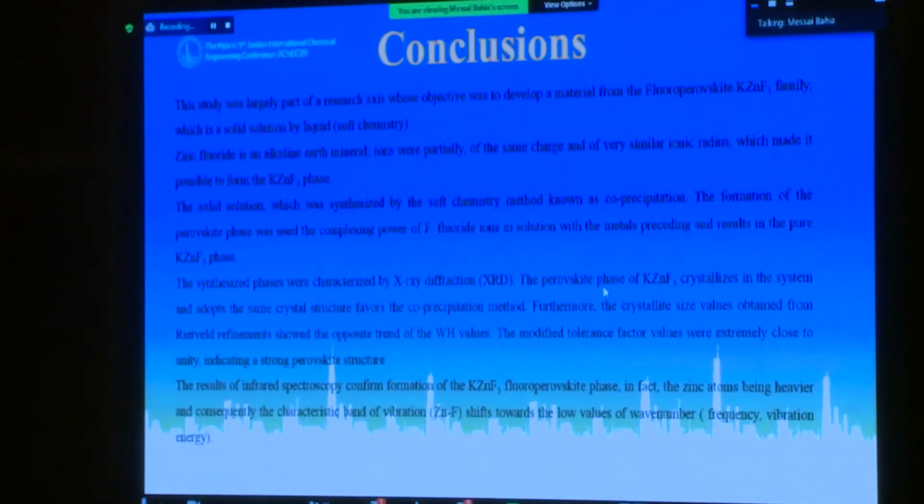The results of infrared confirm the formation of KZnF3 perovskite phase. In fact, the zinc atom being heavier, consequently the characteristic band of vibration Zn-F shifts toward lower values of wave number, frequency, vibration, and energy.